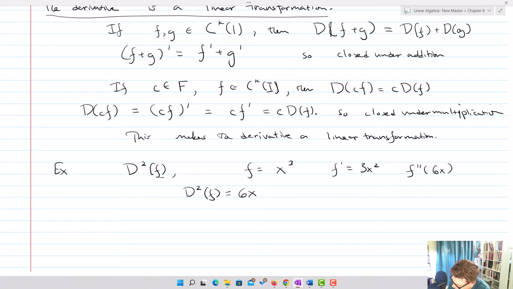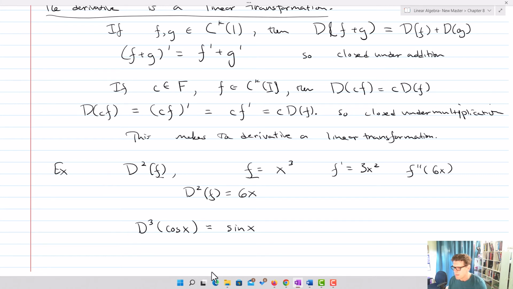We don't actually have to put in an f. We can put in the function as it is. So for example, if I took d cubed of cosine x, right? What would I get? The first is negative sine. Second derivative is going to end up being negative cosine. Third derivative is then sine, so this equals sine x.